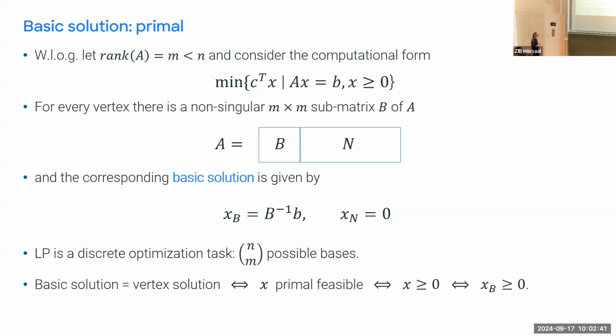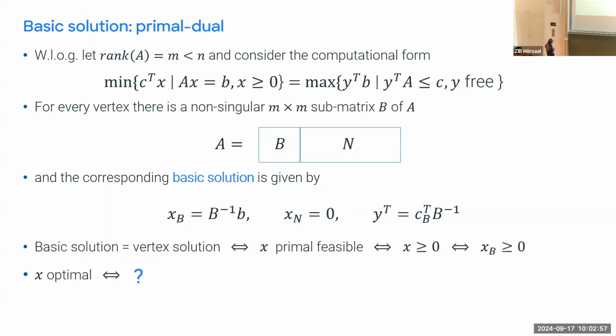Yes, so x must be non-negative. So Ax equals b is expressed here, but x non-negative not. And so, of course, I know that the non-basic variables are all 0, so only the basic ones must be non-negative. Okay, so this is the linear algebra behind primal basic solutions.